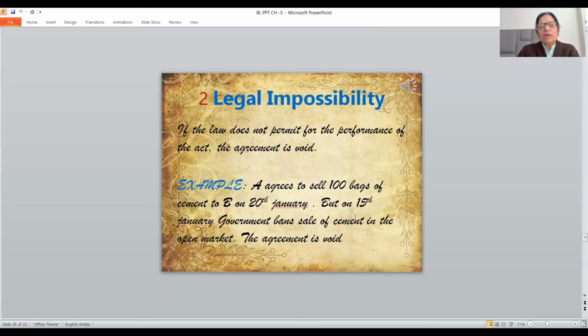will transform the valid contract into void. So there is legal impossibility. So performance of this agreement is not possible.